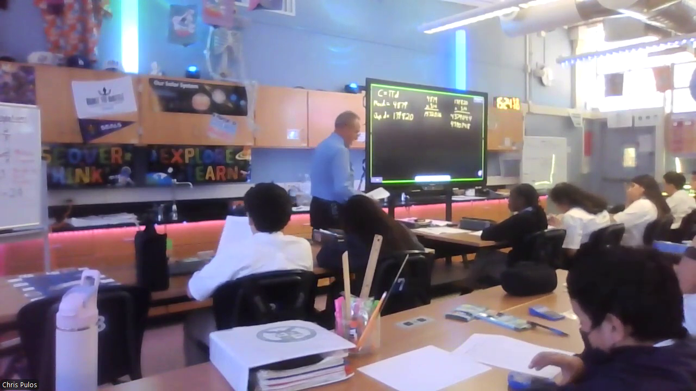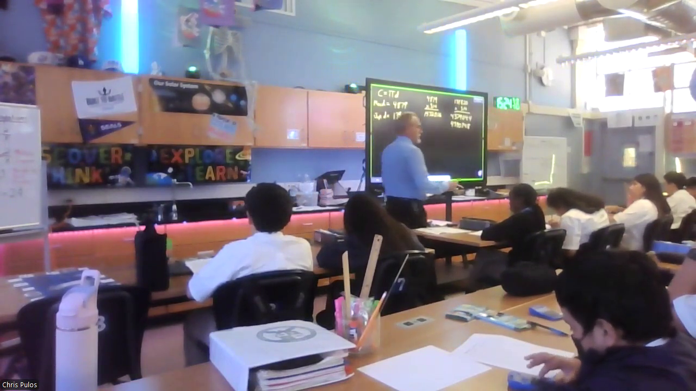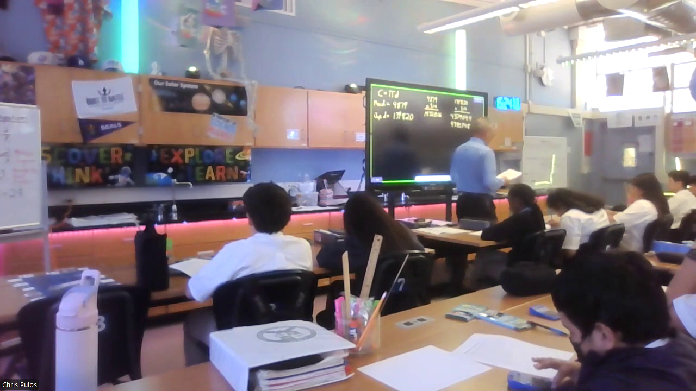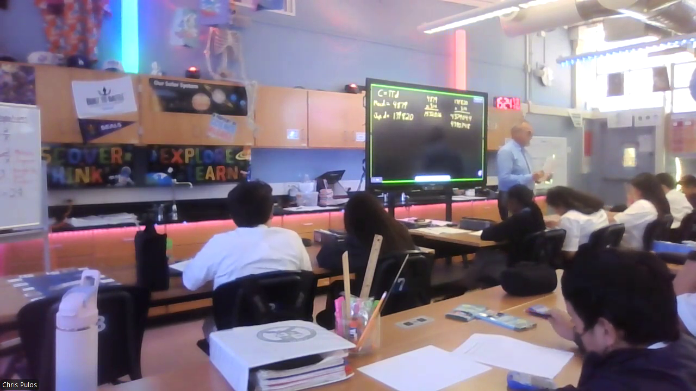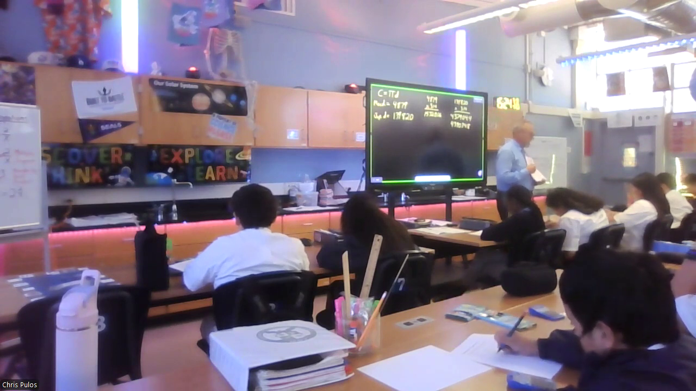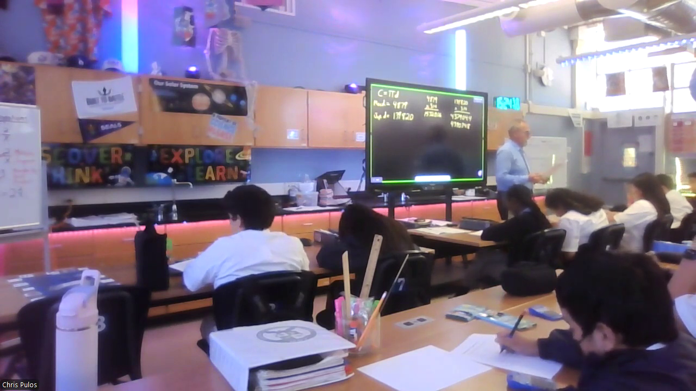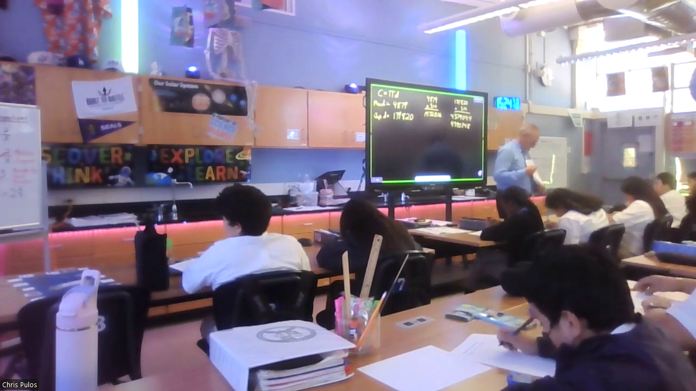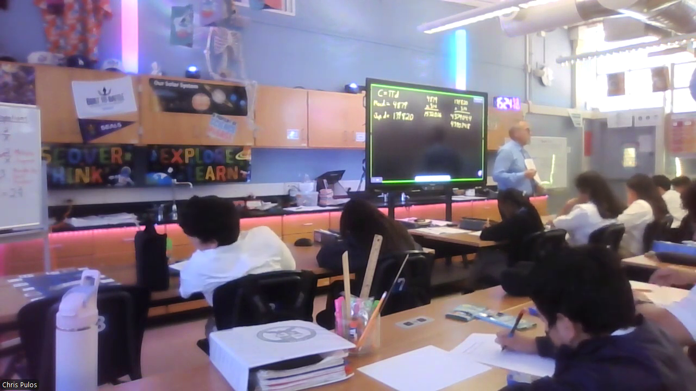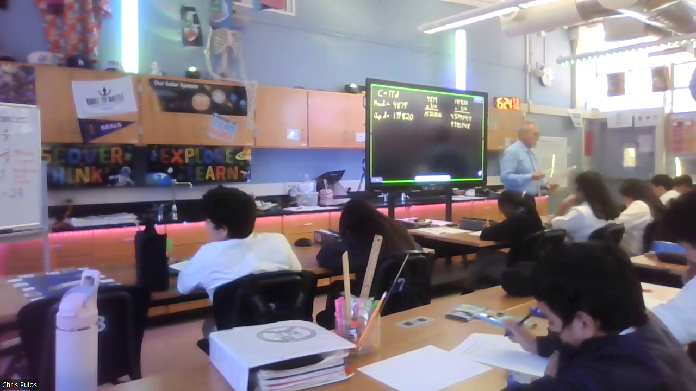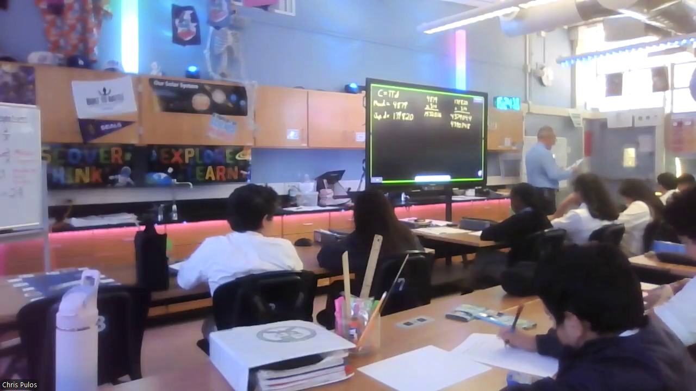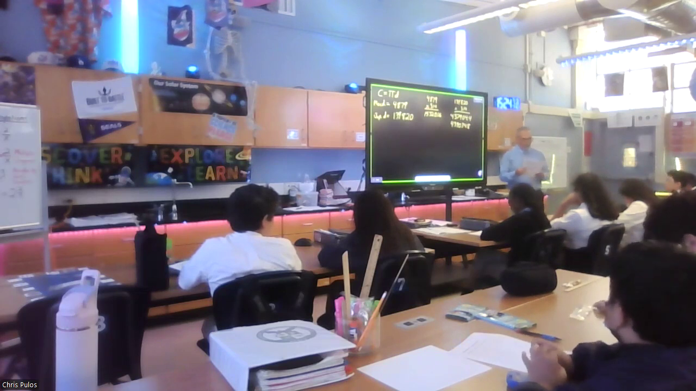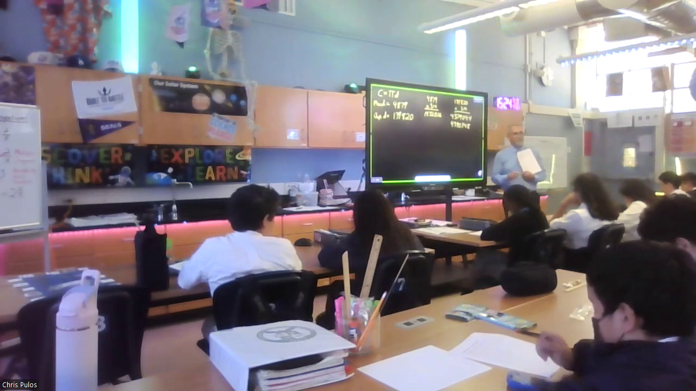Okay. So what you're going to do is spend the rest of the period filling out these graphs. You're going to be doing the circumference of the planets, and then you're going to compare the planets percentage-wise, and then I want you to find the diameter from the circumference.